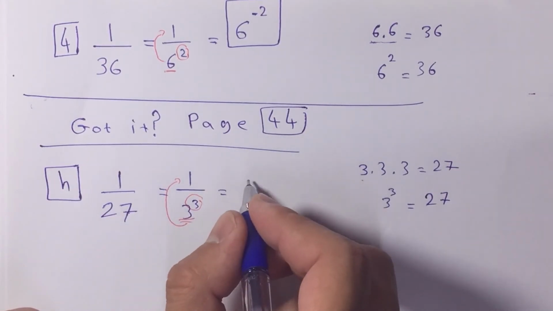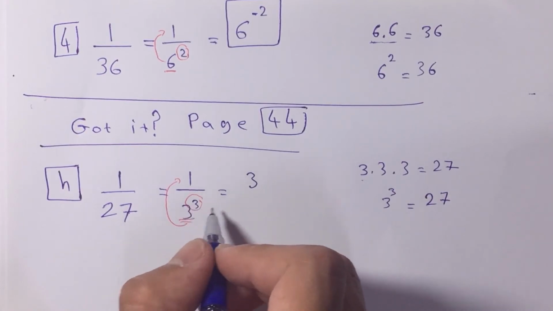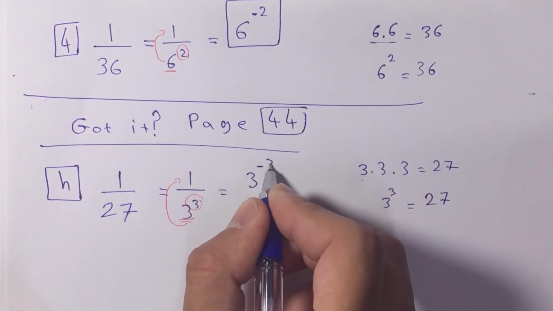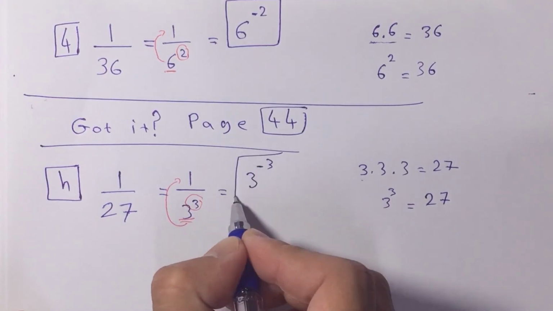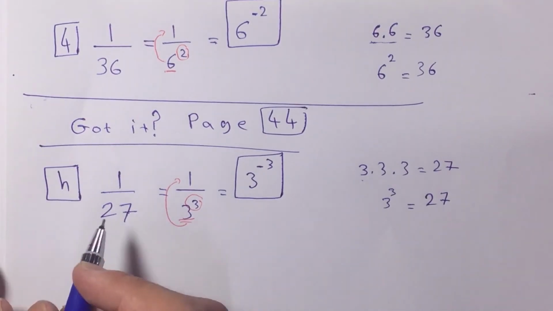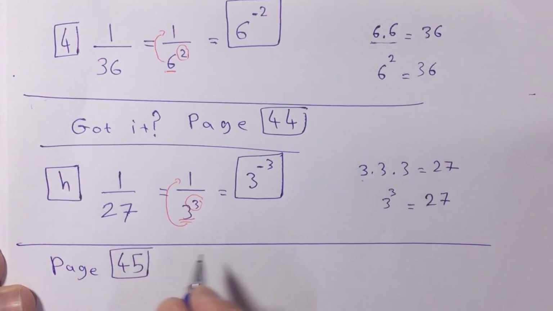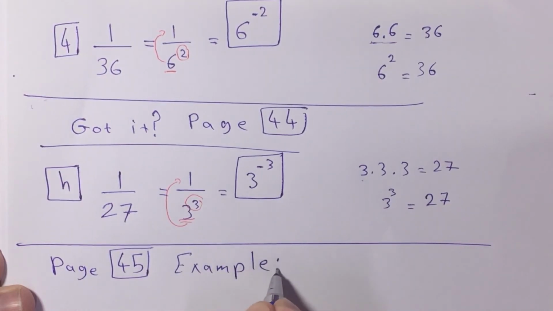So we can simply write it is equal to 3 to the power of, this is positive, so we change it to negative 3. So actually 1 over 27 is equal to 3 to the power of negative 3. Okay. If we look at page 45, we have example number 6. Examples 6 and 7. Let's try to solve them.